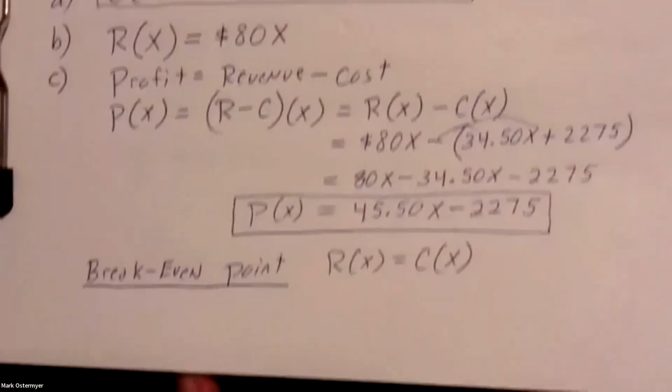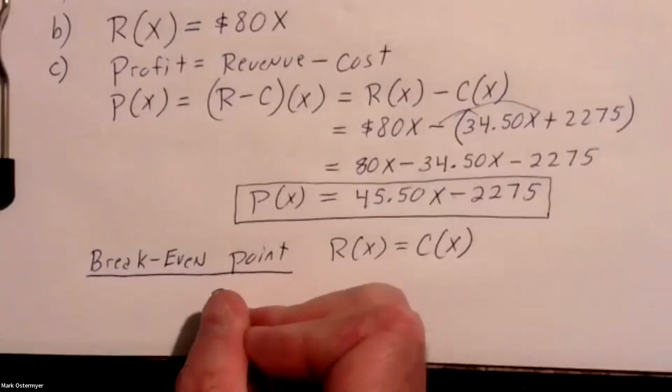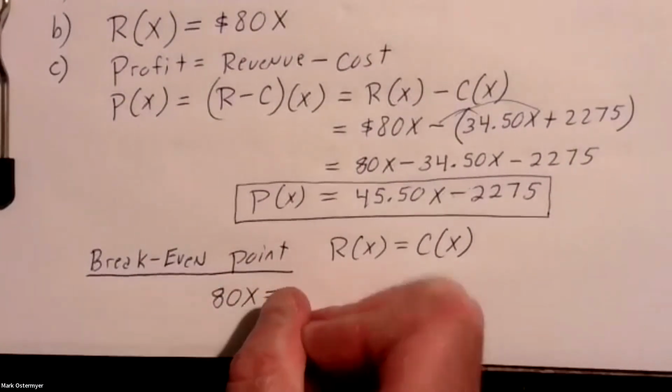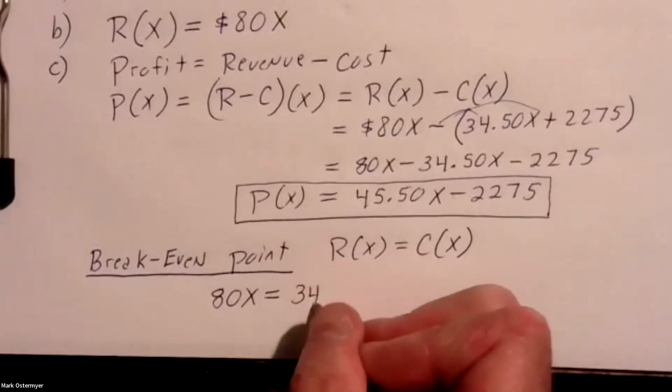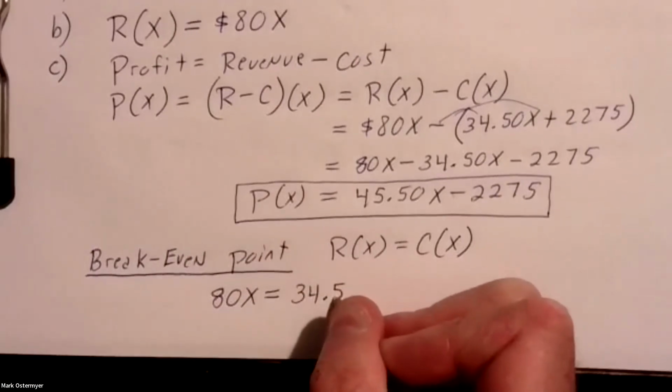Revenue equals cost. And so therefore, we're going to take our revenue function and we're going to set it equal to our cost function. And then, ladies and gentlemen, by doing this, we're going to have to solve this equation for X.